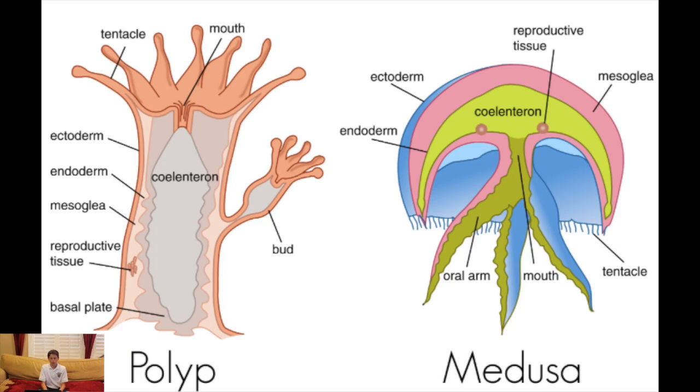Most cnidarian bodies form a polyp, which is a tube-shaped body with a mouth surrounded by tentacles. So that would be like a sea anemone, which is attached to the ground. And the second form would be a medusa, which has an umbrella-shaped body and tentacles hanging out. So that would be like a free-floating jellyfish.